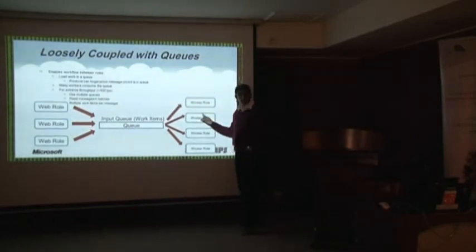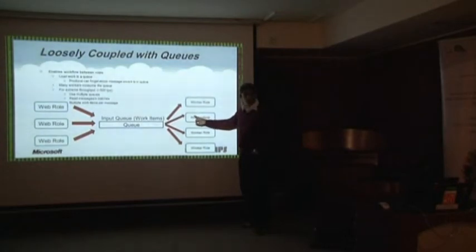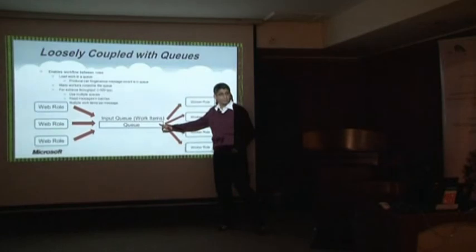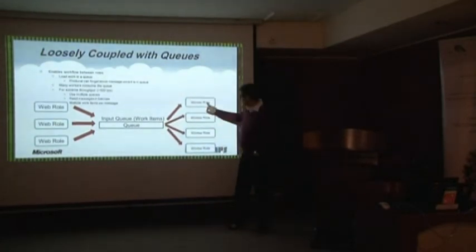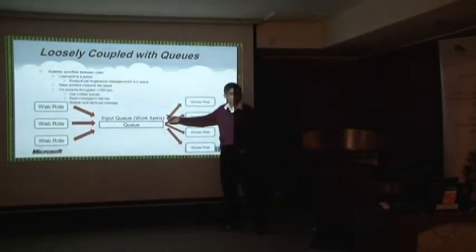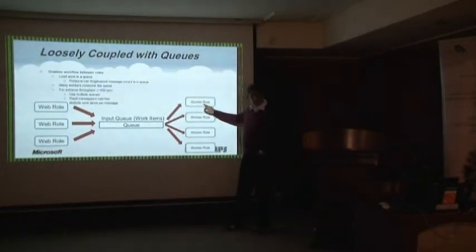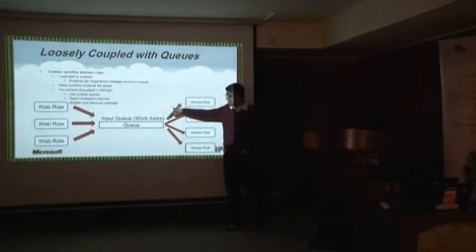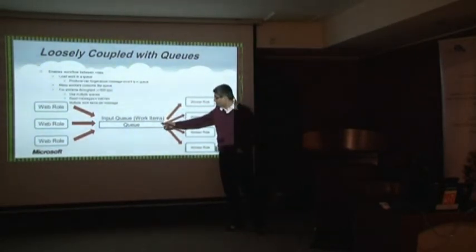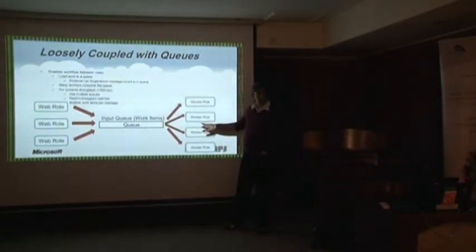Now something happened here. This machine crashed. Since this machine crashed, the system knows that it was not able to process this message. So it's going to make this message visible again. This worker role comes in, picks it up, makes it invisible, processes it, puts the thumbnail back onto the storage, puts the message back in here. The old message is deleted, and the processing continues.